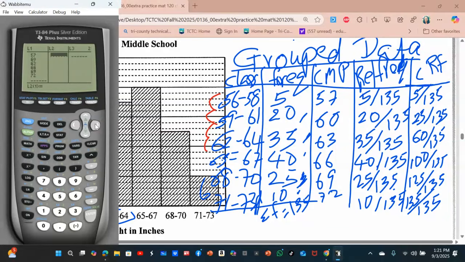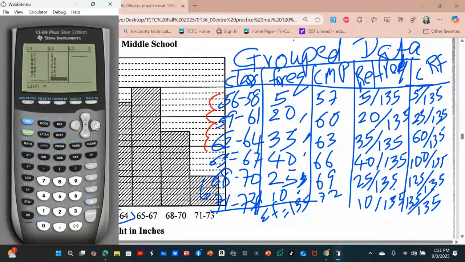Now the next thing is putting the frequency in L2. The frequency of the first class is 5. The frequency of the second class is 20. The frequency of the third class is 35. The frequency of the fourth class is 40. The frequency of the fifth class is 25. The frequency of the last class is 10.